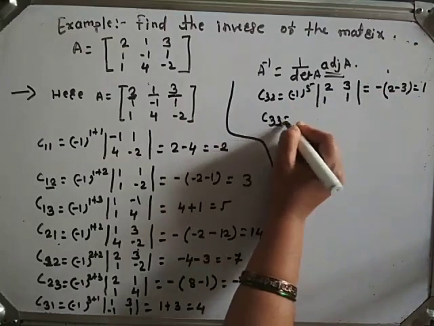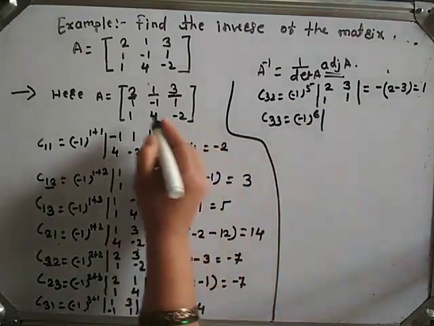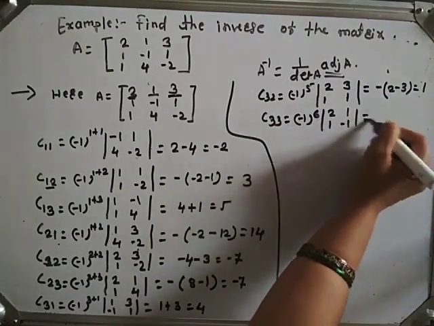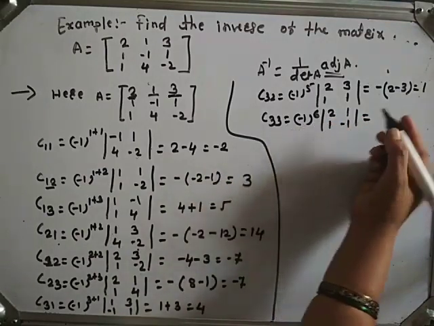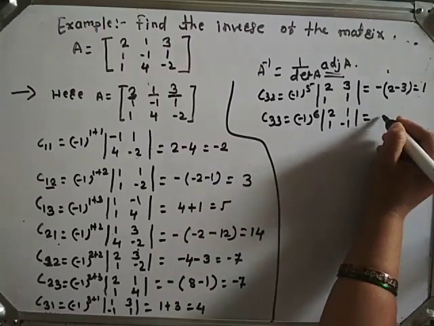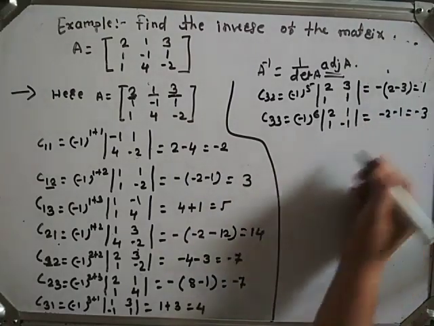Next is C33, minus 1 raised to 6 into determinant of 2 1 1 minus 1 is equals to, minus 1 raised to 6 is positive, so this is plus 1 into minus 2 minus 1 is equals to minus 3, okay.